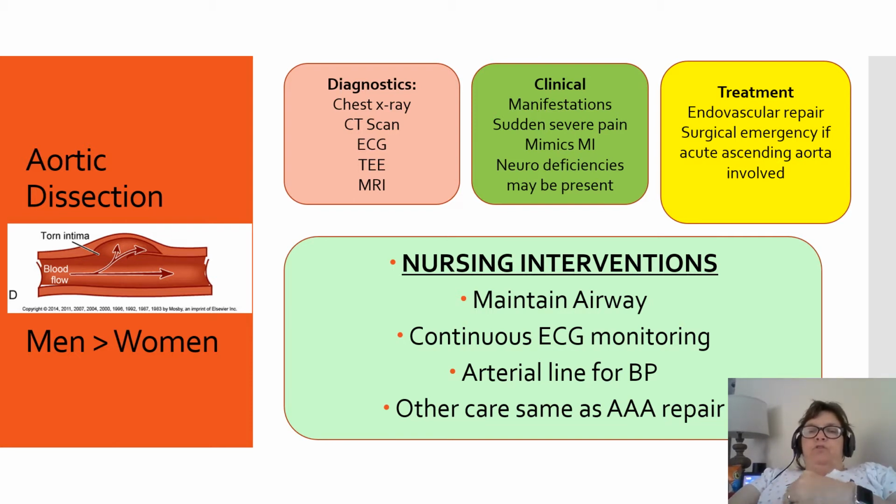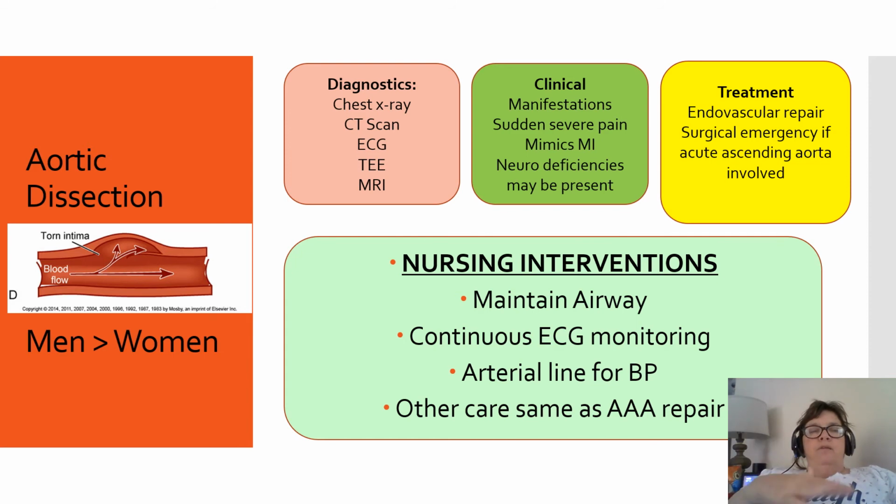They have neurodeficiencies. They may have them. So a decreased level of consciousness, or they may look like a stroke depending on what area is not getting blood, oxygenated blood. They would treat it doing an endovascular repair, and it's a surgical emergency if the acute ascending aorta is involved because that can involve the aortic valve. Your nursing interventions include maintaining the airway, continuous ECG monitoring. They would need an arterial line for their blood pressure and other care, same as a AAA repair.